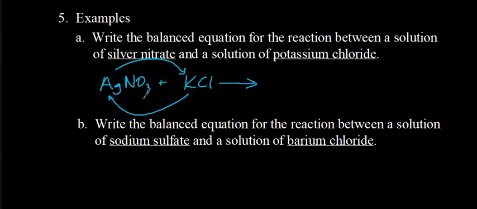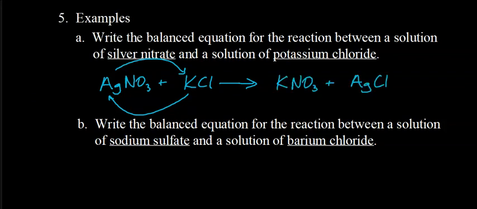So silver and potassium are going to trade partners. Think about the names of the products. So potassium goes with nitrate to make potassium nitrate. Silver goes with chloride to make silver chloride. Let's go ahead and write those products.